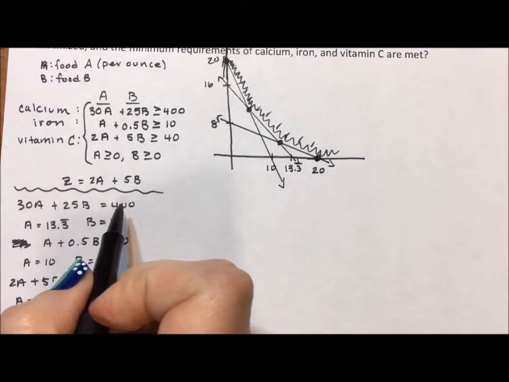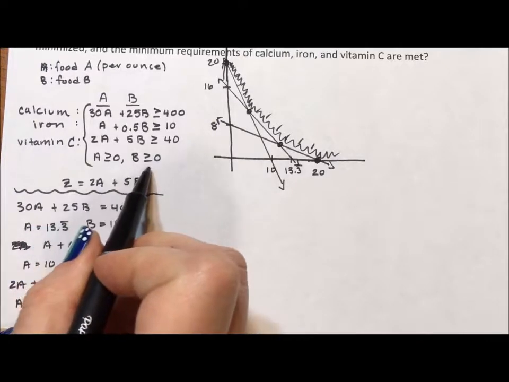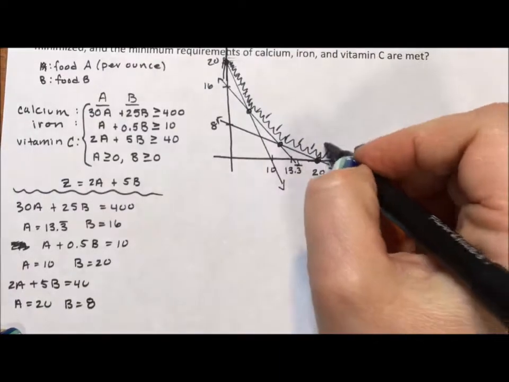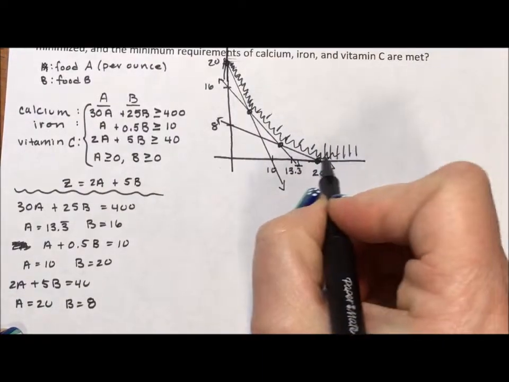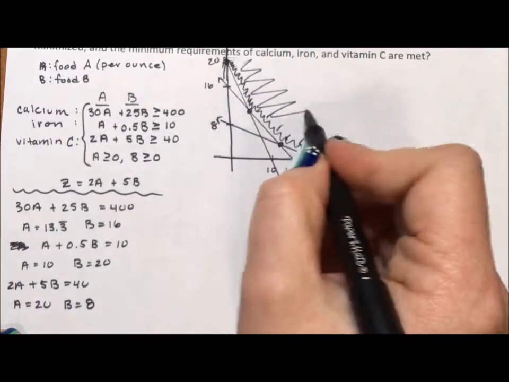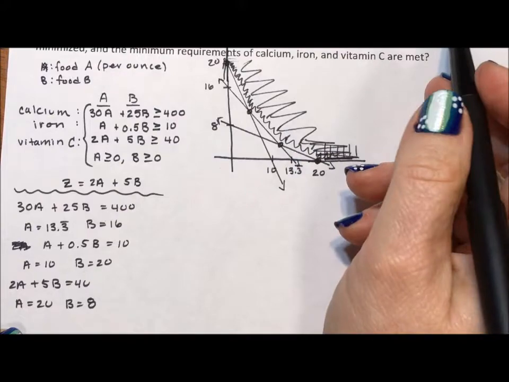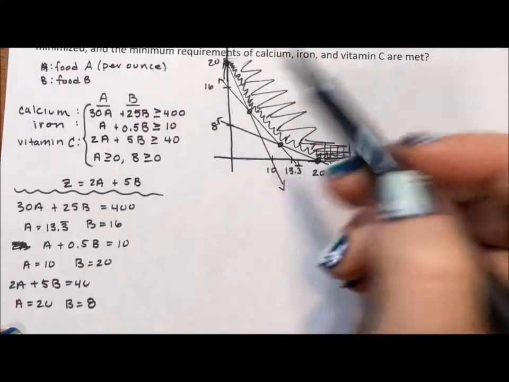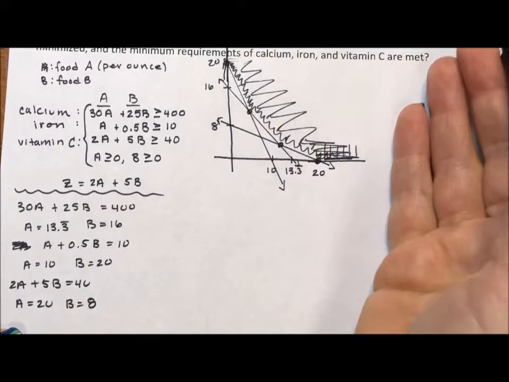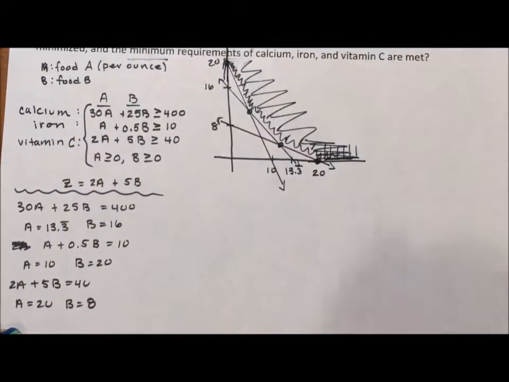Remember, my last 2 lines were that A is greater than or equal to 0 and B is greater than or equal to 0, which forces me into the first quadrant. So there we have it. This is my feasible region. It's unbounded. It goes off to infinity. That happens a lot with minimums. If this was a maximum, we couldn't maximize something that goes off to infinity, but we can have an unbounded region if we are looking for a minimum.